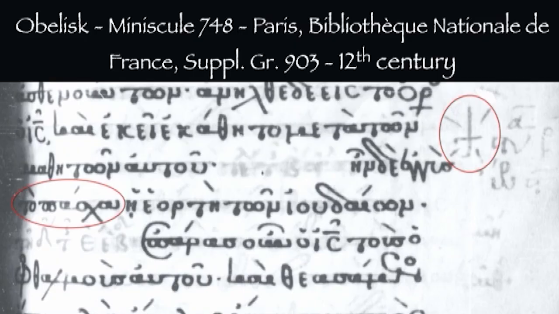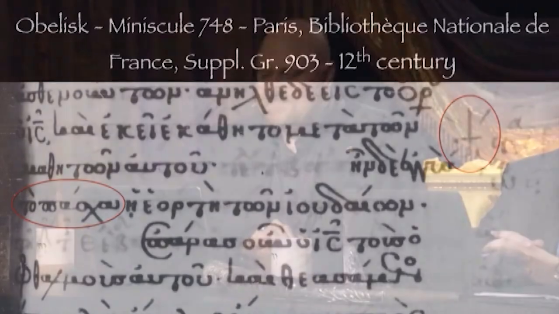This is another manuscript, minuscule 748 from the 12th century. It's in Paris, Bibliothèque Nationale de France, Supplément Grec 903, and you can see the word Pascha there. It says the Passover. That's in there, but the verse is marked with an obelisk telling you this is a doubtful verse. So now we have two manuscripts where it is marked with an obelisk.